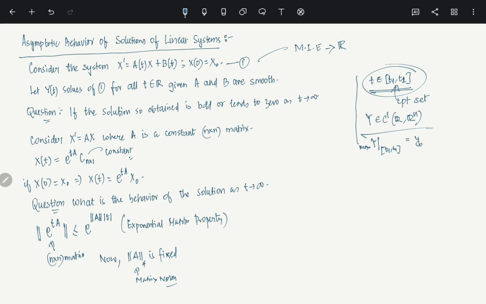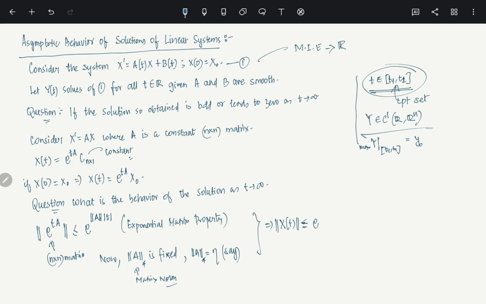So e to the power norm A mod t is fixed. We can say that norm A equals, let's say, eta, some real number. If you are fixing the operator norm, then the norm of A is eta. Hence, this implies that for any solution x(t), if you take its norm, it is always dominated by e^{tA}.